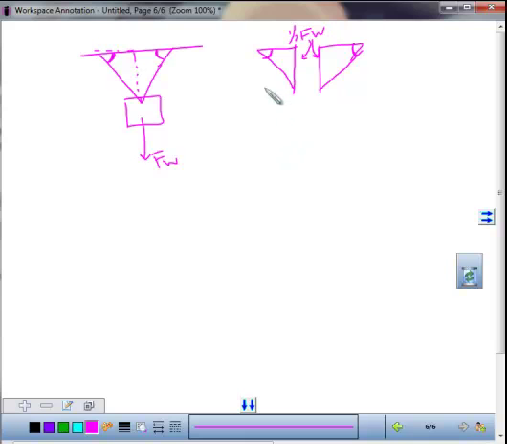Then in order to determine our tension, the force of tension on the y-axis is going to be equal to the sine of theta times the force of tension. So your force of tension is going to be the hypotenuse.